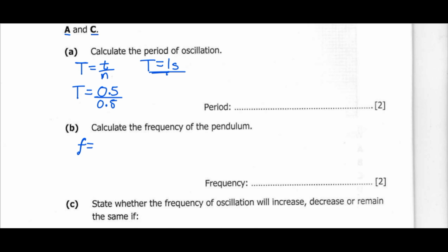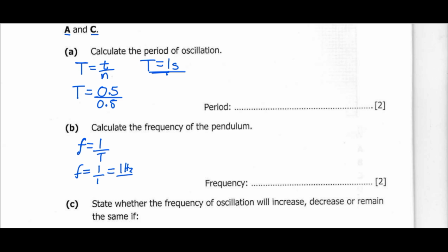Why? We know that the formula for frequency will be 1 over T. Then frequency is equal to 1 over 1, which is equal to 1 Hz. This means that per second, only one complete oscillation was made. And this is very true because of the period. We know that 1 second was taken to make one complete oscillation.